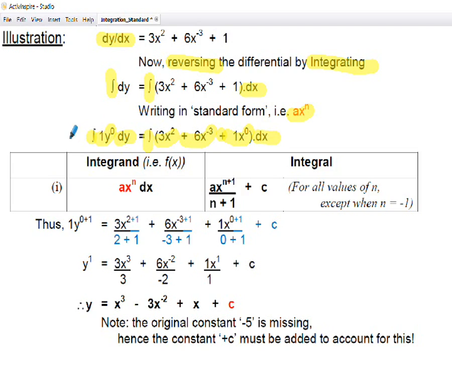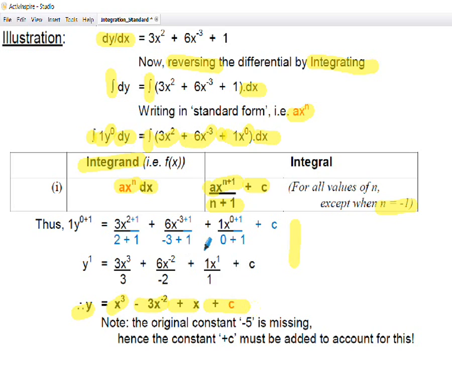So from our standard integrand tables, when I integrate ax to the n with respect to x, I get a form of ax to the n plus 1 over n plus 1 plus my c. And I can use this as long as my n doesn't equal minus 1, and that's true in this case. So again, I've laboured a solution on these first two lines here, but I'm going to go straight to the final solution. What you find now is we get y is equal to x cubed minus 3x squared plus x, but we've lost the original constant.